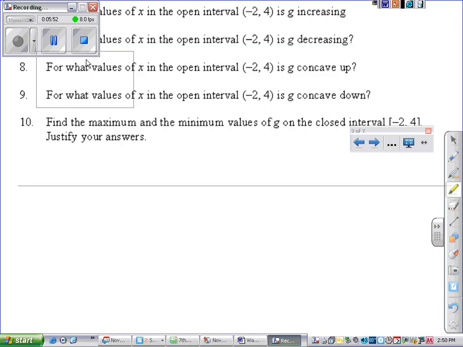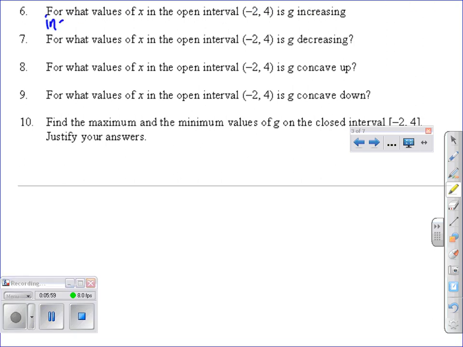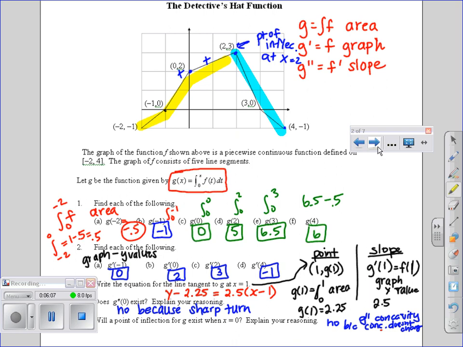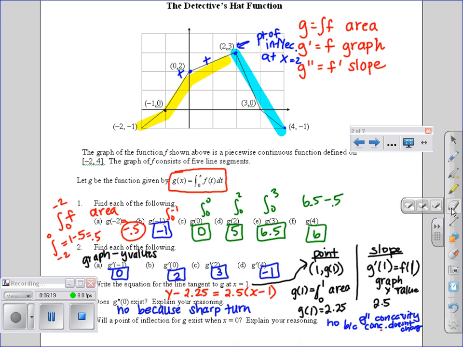And let's move on. For what values of x in the open interval -2 to 4 is g increasing? Anytime you hear increasing or decreasing, you should think first derivative. So we look at g prime, because that's the first derivative here. G prime is equal to the graph, so it's the same as f. You want to know where is that positive. So in that case, it's above the x-axis, because we're talking about the graph itself. So where are we above the x-axis? Well, we're above the x-axis from -1 all the way to 3.